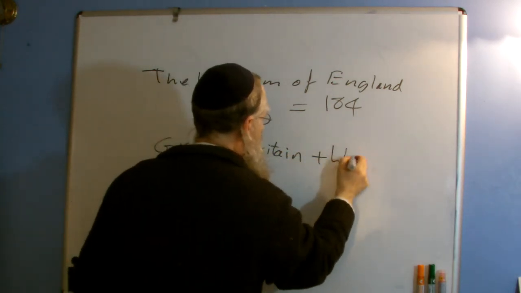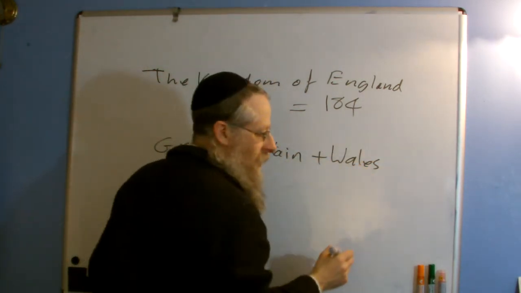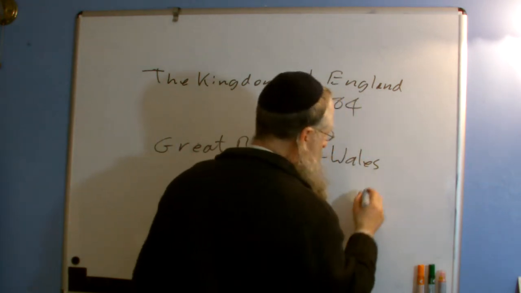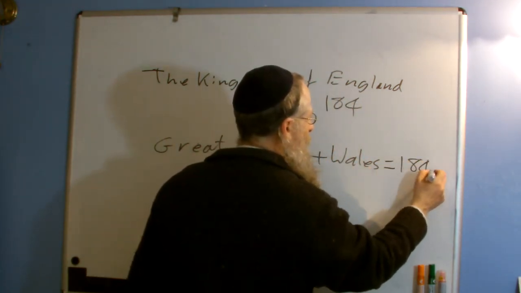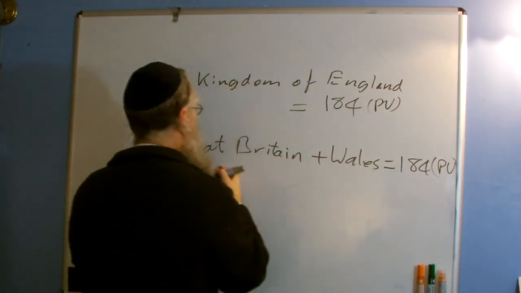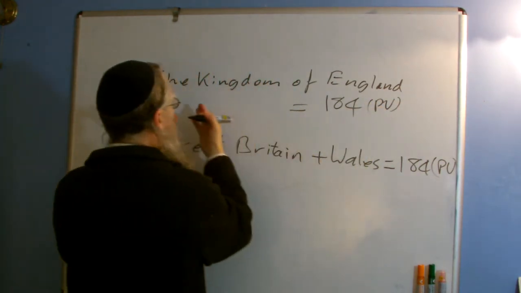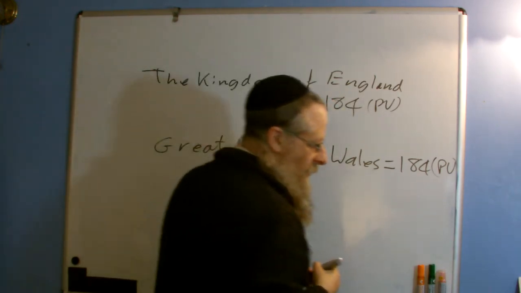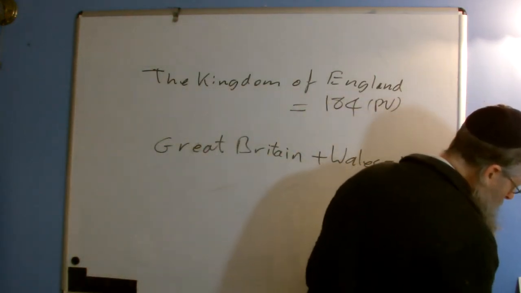Plus, we'll add Wales, and we will get 184 as the placement value again. So these are both placement values. Great Britain, Wales equals the Kingdom of England. Another interesting gematria.